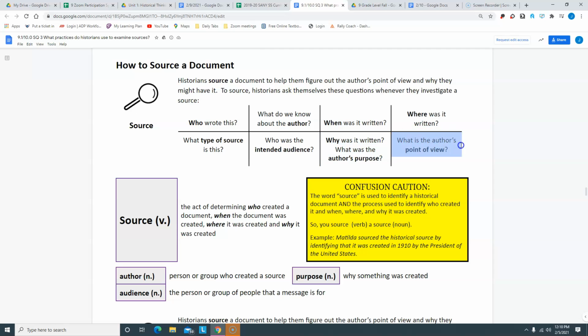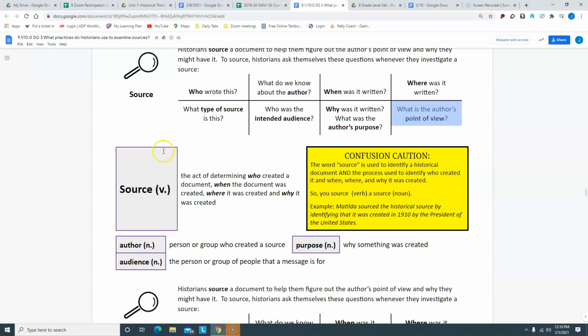What is the author's point of view? Okay, again, what is the author's opinion? A source, as a verb, is the act of determining who created a document, when the document was created, where it was created, and why it was created.